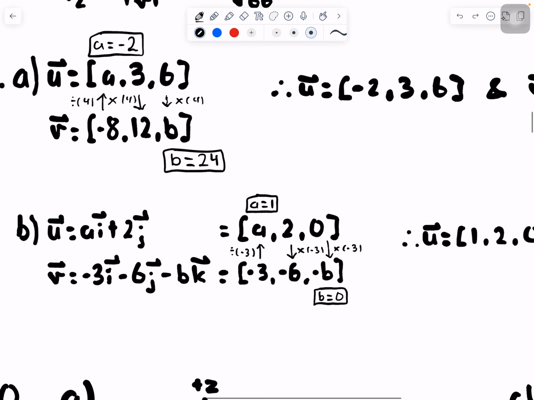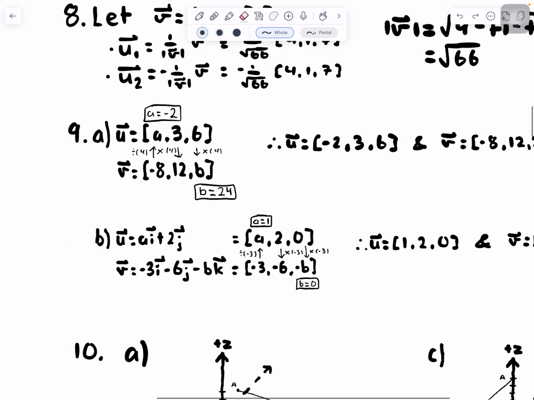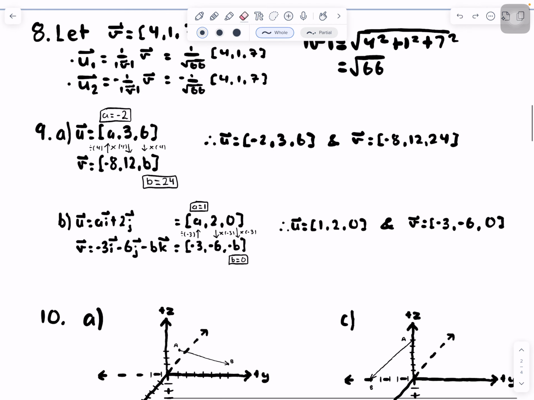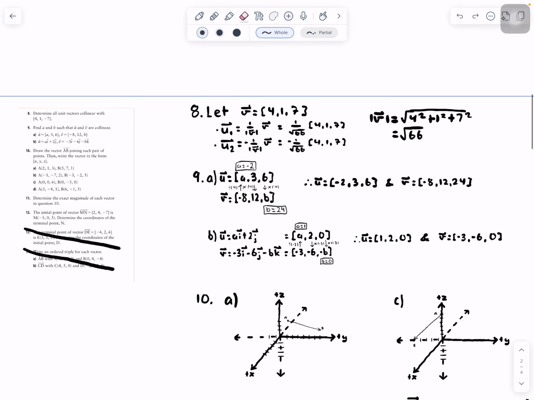Okay? So what do I notice? I notice the pattern that to get -6 from 2, I had to multiply by -3. So that means all the other ones have to be multiplied by -3 for me to get the components of v. So 0 times -3, well, that's just still going to be 0, so that means b is equal to 0. Okay, and to go the other way around to find a, I divide by -3, which means that a must be 1. Okay, because -3 divided by -3 is just 1. So that means u is (1, 2, 0), and v is (-3, -6, 0). Perfect, good.